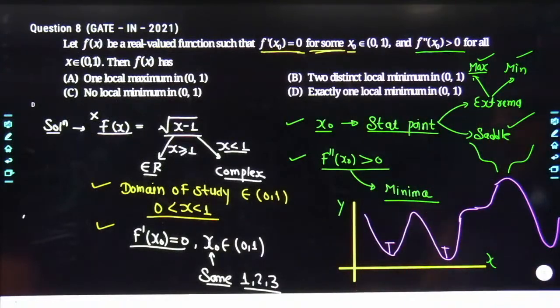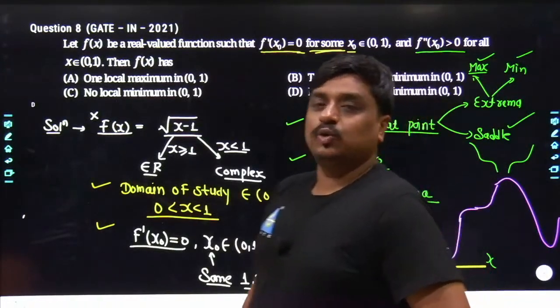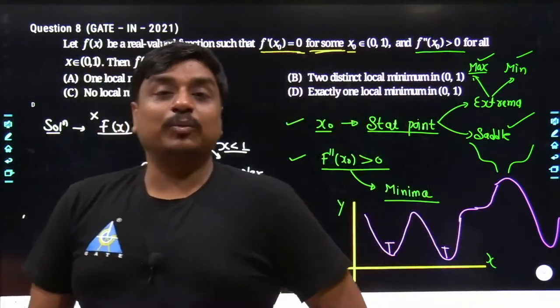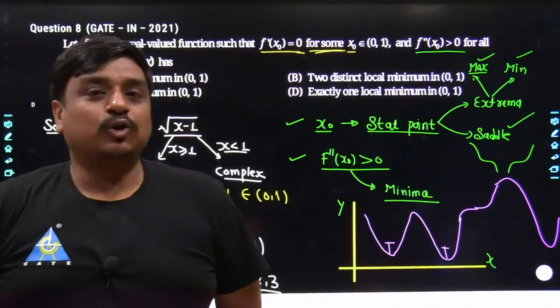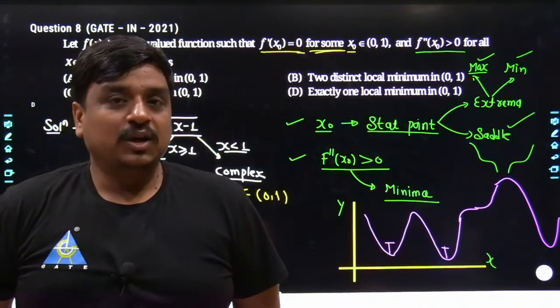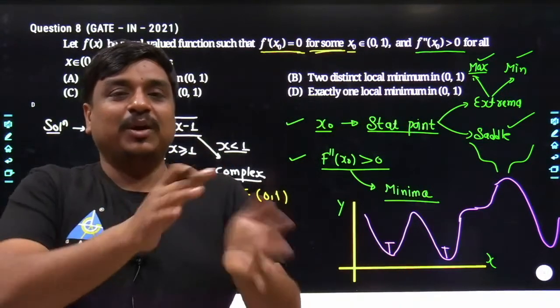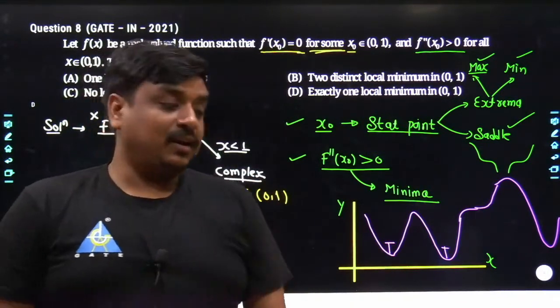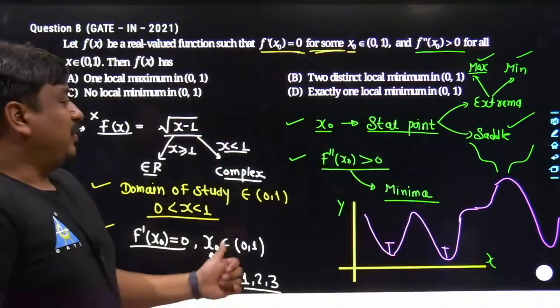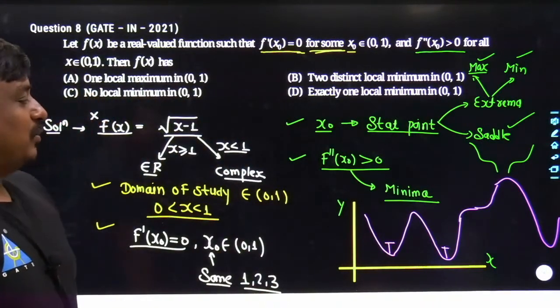So if you want, you can write somewhere that two adjacent maximas or two adjacent minimas cannot be there. That means periodically maxima, minima, minima, maxima would come in practical.